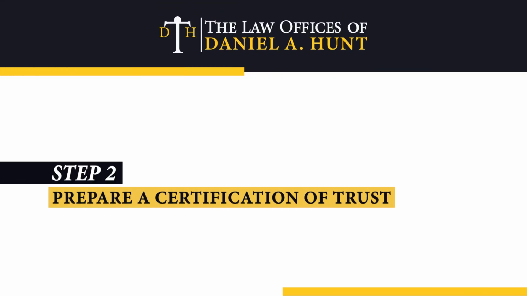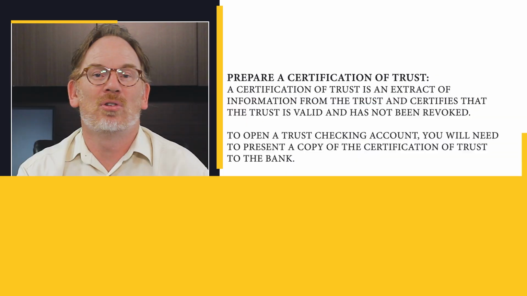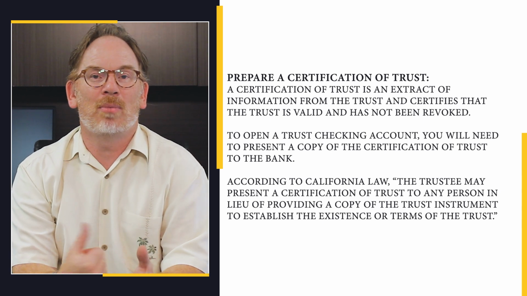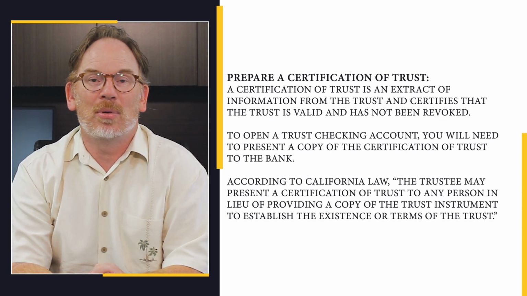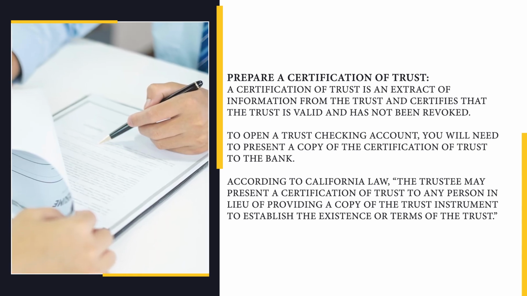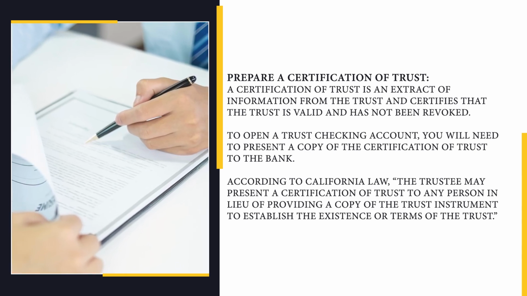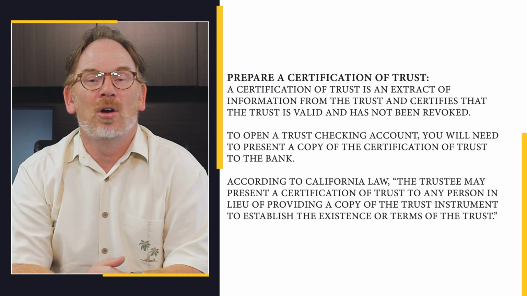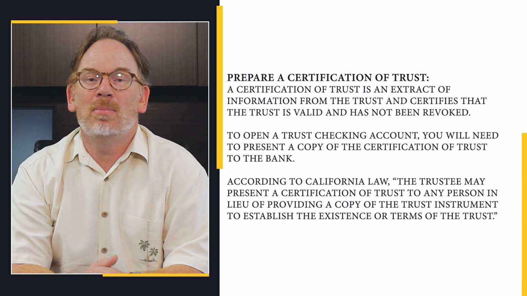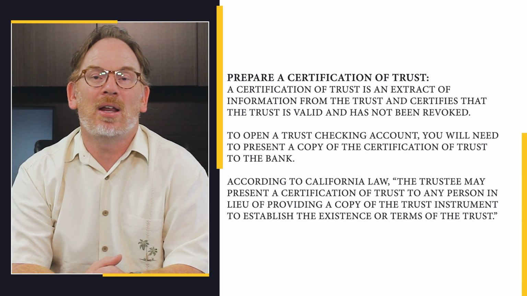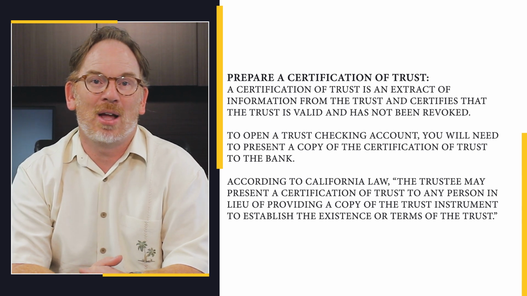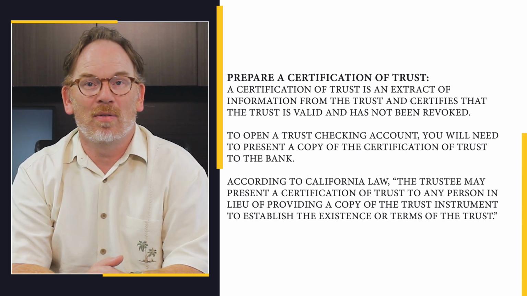Step 2. Prepare a certification of trust. A certification of trust is an extract of information from the trust and certifies that the trust is valid and has not been revoked. To open a trust checking account, you will need to present a copy of the certification of trust to the bank. According to California law, the trustee may present a certification of trust to any person in lieu of providing a copy of the trust instrument to establish the existence or terms of the trust.